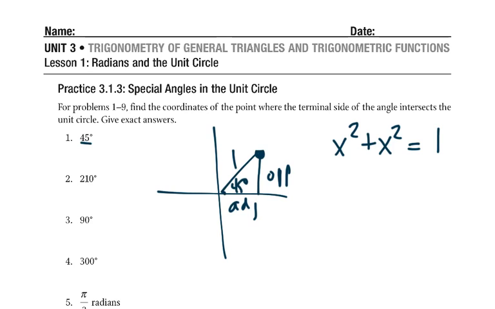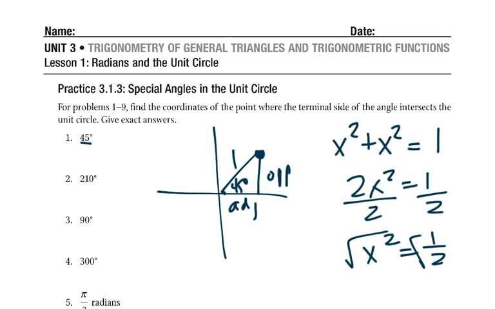Okay? So x squared plus x squared equals 1. So that's 2 times x squared equals 1. So I can divide by 2. So x squared equals 1/2. Take the square root of 1/2.